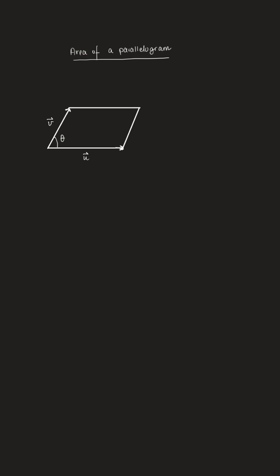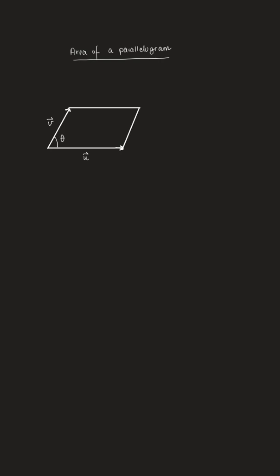Okay, so one of the applications of the cross product is that it can be helpful in finding the area of a parallelogram that is defined by two adjacent vectors. So in this diagram, I drew vector u and vector v to be adjacent vectors that share the same tail, and the angle between the vectors is theta.